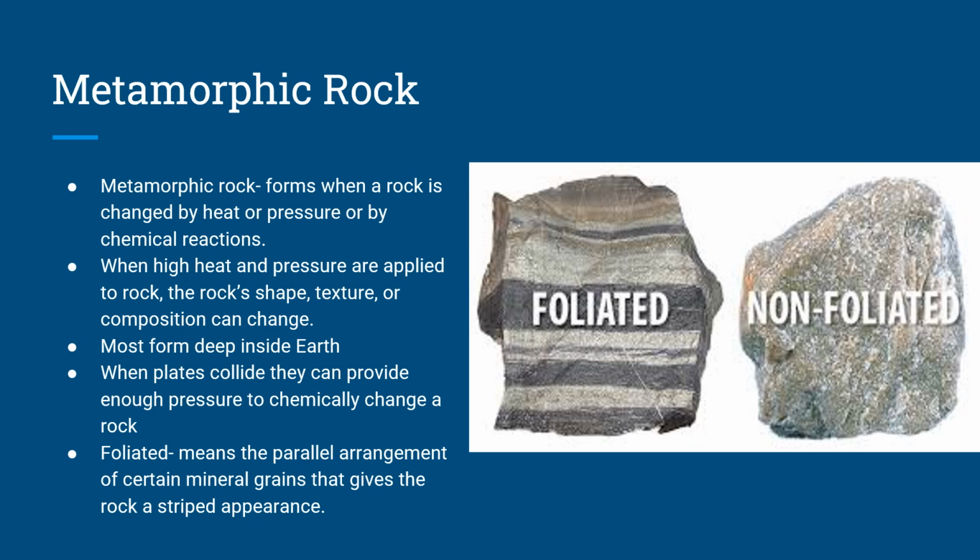Now, if we have marble, which is metamorphic and it's not foliated, and limestone, which is sedimentary, also not foliated, and we put heat and pressure on that, the limestone is going to turn into the marble. So we're going to shade the left side of that arrowhead.